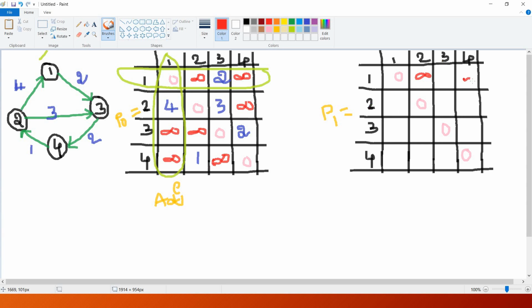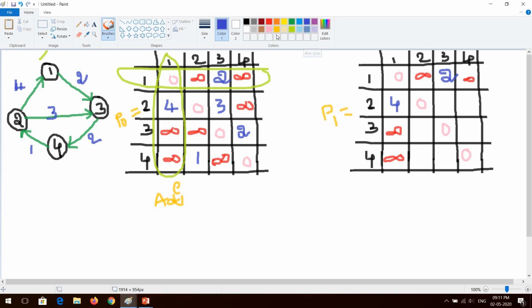So infinity, infinity, infinity, infinity, 4, 2. Yeah. So I have considered first row and first column as same. So now with 1 as intermediate node, I am trying to find out what is the minimum, what is the shortest path.